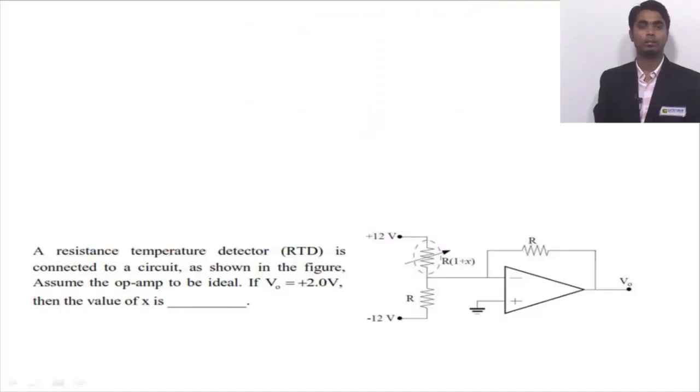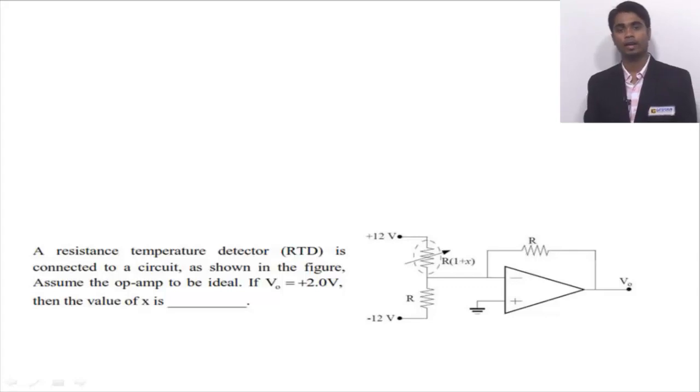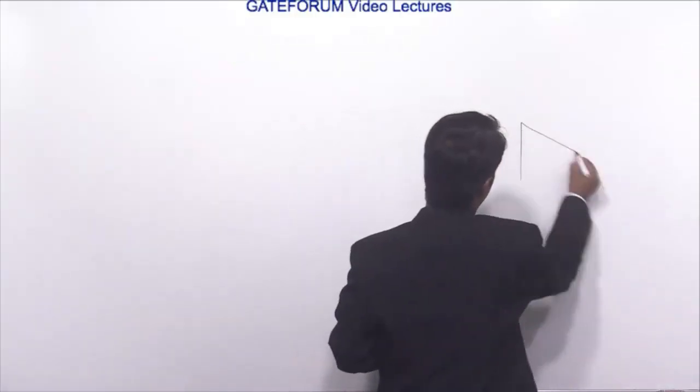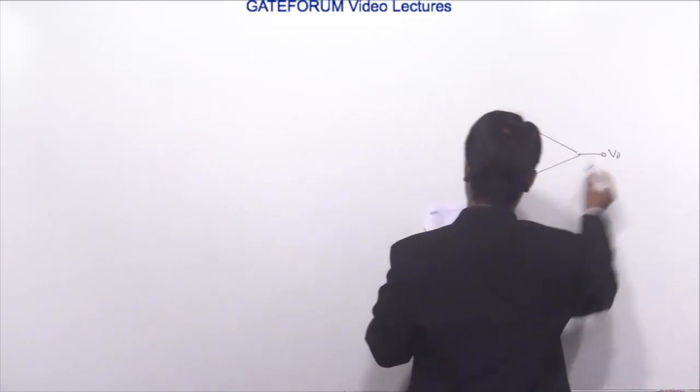A resistance temperature detector RTD is connected to a circuit as shown in figure. Assume the op-amp to be ideal. If V0 equals plus 2 volt, then the value of X is? See, the question is very simple. Again, we have to apply the virtual ground concept and KCL.